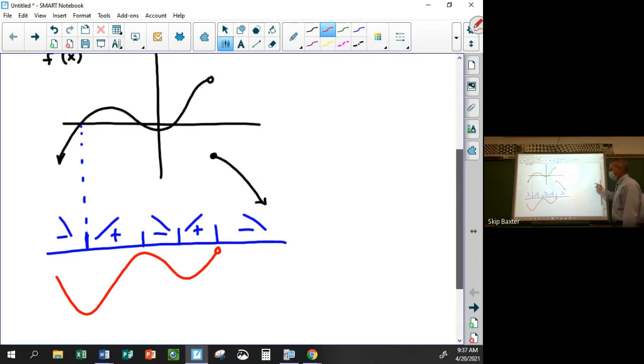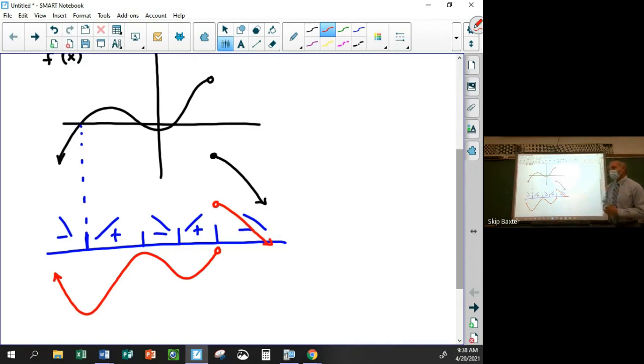Maybe the function is defined here, maybe it's not, we don't really know. And same thing here, maybe it's defined, maybe it's not. But then it's decreasing again, so maybe it jumps up here even, and then it's decreasing. So something like that. That's the general shape of this curve.